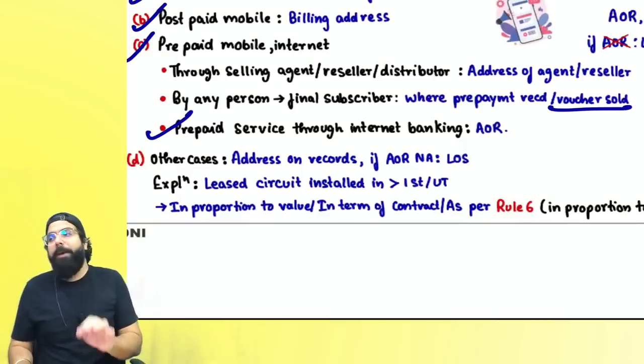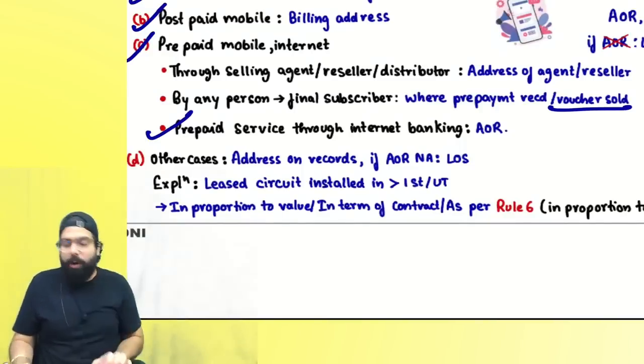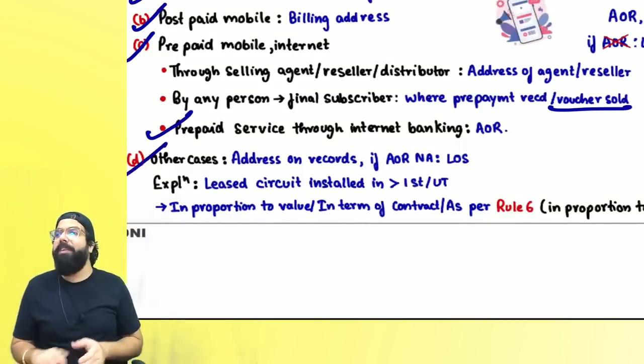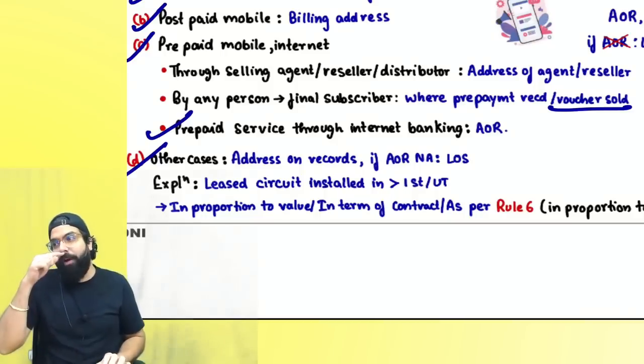If prepaid services are provided through internet, then it is always address on record. Sir, any other service which is there, always take address on record. If address on record is not there, then please take location of supplier.